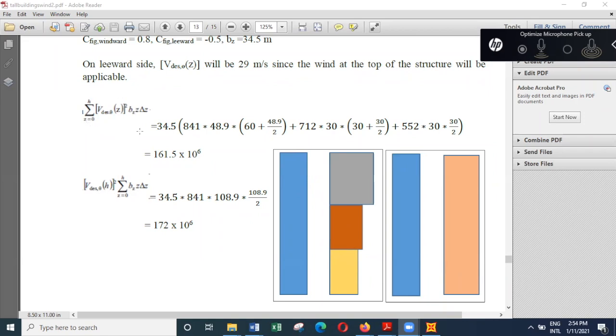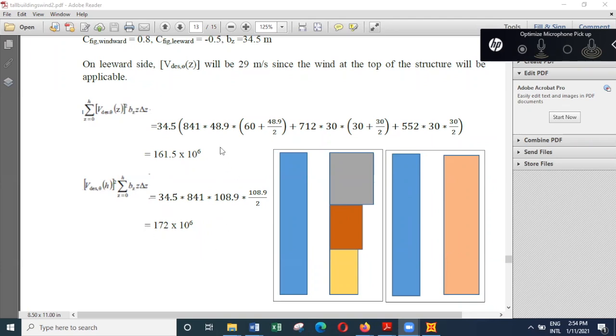Yes, sir. Yeah, right. So similarly, on the leeward side, it's constant. So I can just take out 34.5, and Vh squared is the value at the top of the building, the 841, multiplied by the total height, multiplied by the distance to the centroid, 108.9 divided by 2.